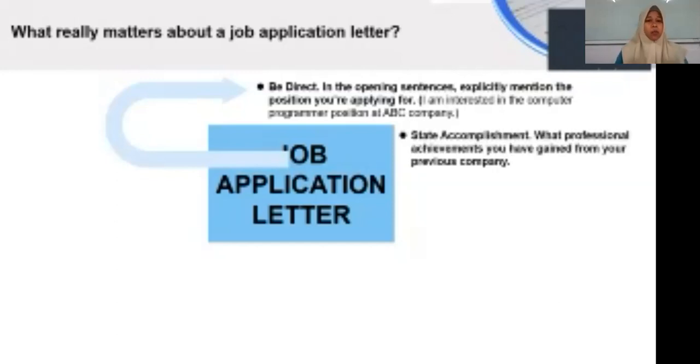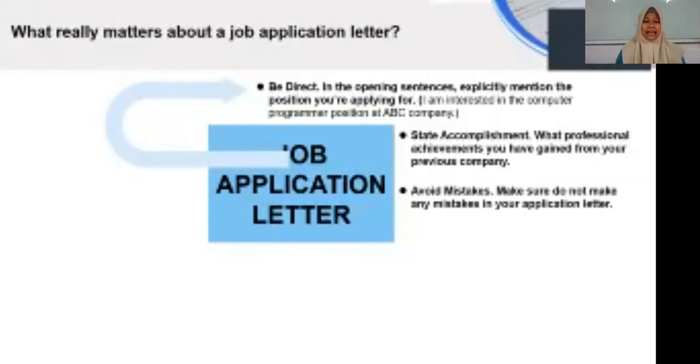The second thing you need to underline, and pay attention when you want to make a job application letter, is state accomplishment. Yeah, accomplishment is about your professional achievements that you already got in your previous company. So whatever professional achievements you already got, you put that in your application letter. So first you be direct and then you describe what professional achievements you have. Because why? You are going to promote yourself. Of course, people want to know how good your quality is.